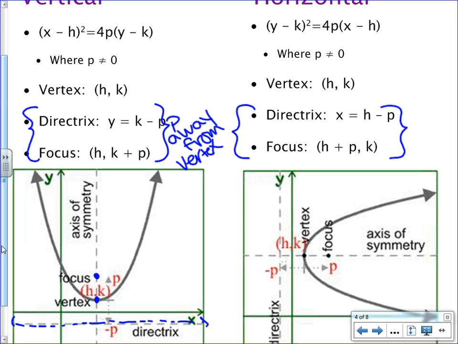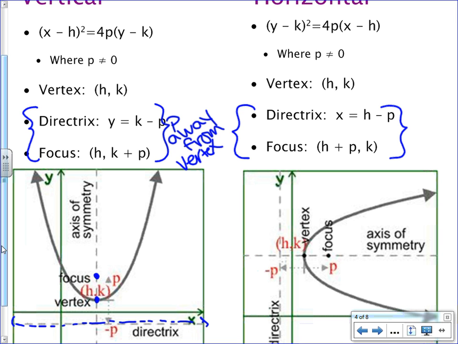So notice how this parabola is opening to the right. That represents when our 4p is positive. If 4p is negative, then it's going to open in the negative direction, to the left. Our focus is still inside, p units away. Our directrix is still outside, p units away.